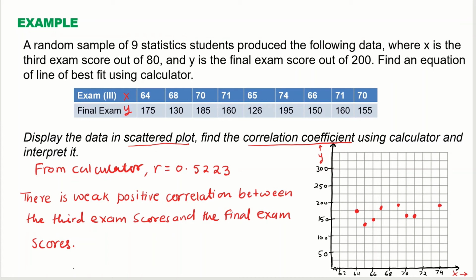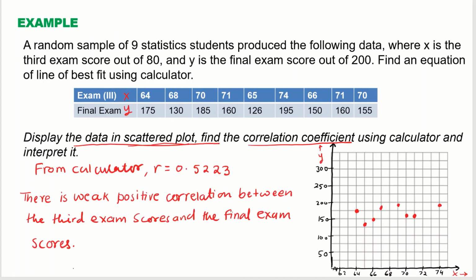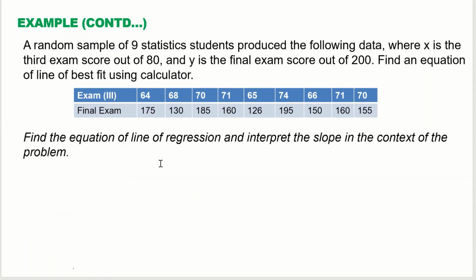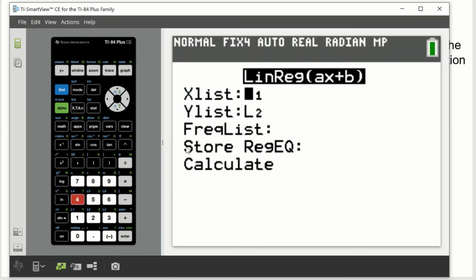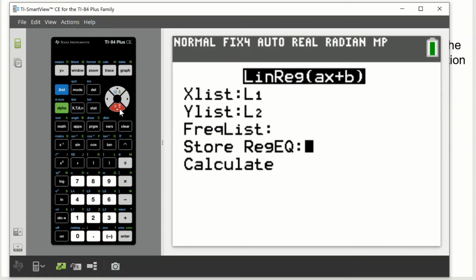Now let's move on to the second part of the question. In the second part, we are asked to find the equation of the line of regression. If you remember, we stored the equation of the line of regression in our calculator. What I did was I went here, and over here I stored that in Y1. I pressed alpha, trace, and then number 1. So it is stored there. That's how I calculated before.